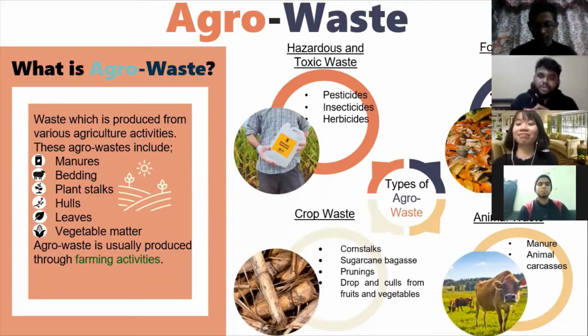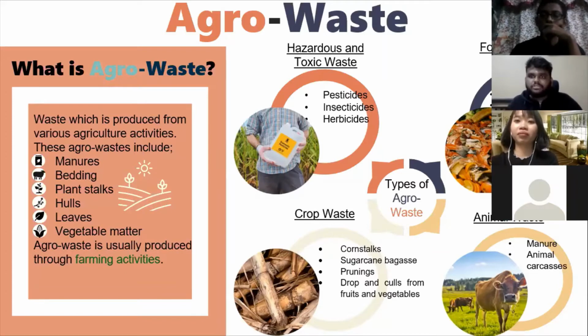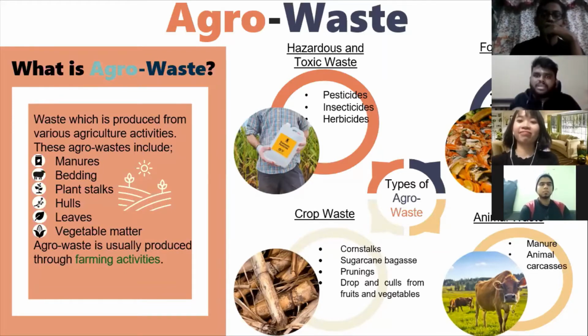Next is crop waste, which is corn stalks, sugarcane bagasse, prunings, and drops and culls from fruits and vegetables. A simple example: if you love to drink sugarcane juice from the roadside, once they extract the juice, what do they do with the sugarcane, the raw material? They just throw it away. Actually, it's crop waste.